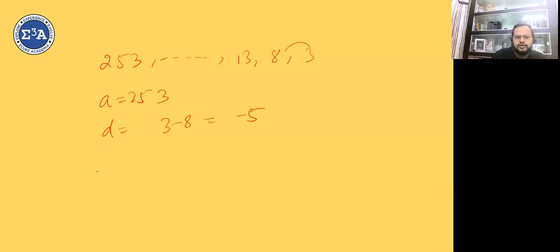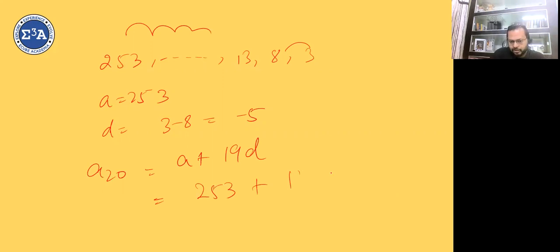What is the other way around to do it? Reverse the entire AP. So while reversing the AP, you will get 13, 8, and 3. You can find the common difference. A is 253. d will be this minus this, 3 minus 8, which is minus 5. You have to find the 20th term. The 20th term is equal to A plus 19D. A is 253 plus 19 into minus 5. You will get the same answer. All right, 158. So two methods, any one you can apply.